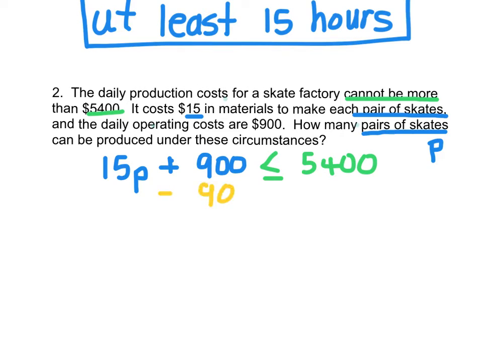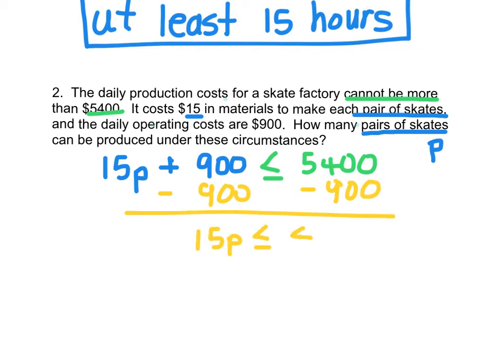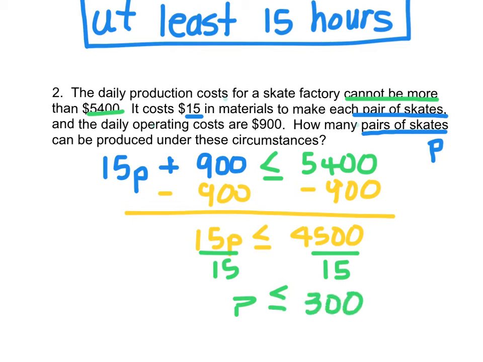We'll subtract 900 from each side of the inequality, and we'll end up with 15p is less than or equal to 4,500. Divide by 15 on each side, and we have p is less than or equal to 300. What does that mean, p is less than or equal to 300? There's a couple of ways to state it. You could say that no more than 300 skates could be produced, or you could say that at most 300 pairs of skates could be produced.